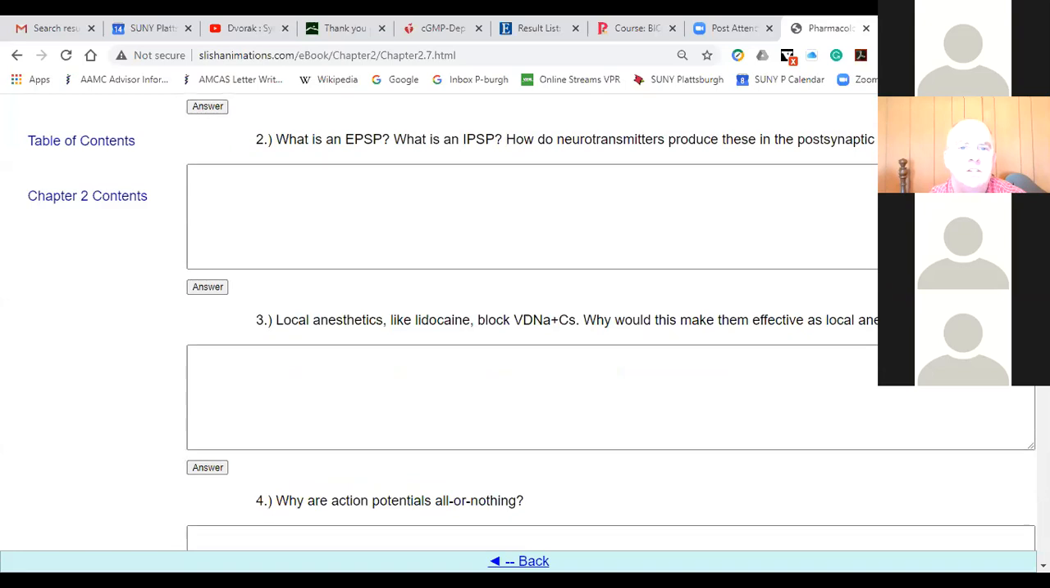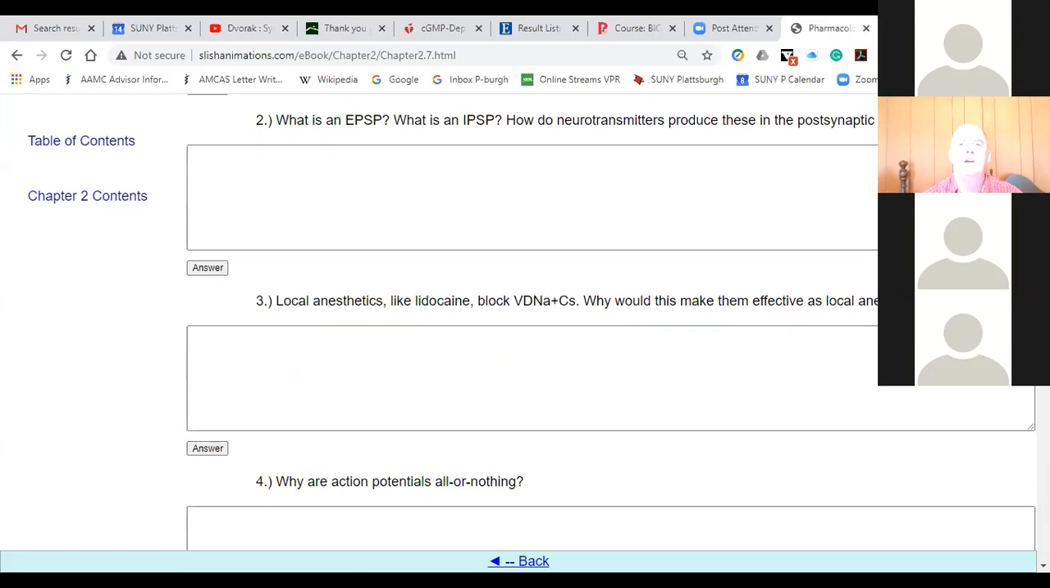Okay. What is an EPSP? What is an IPSP? How do neurotransmitters produce these in the postsynaptic membrane? EPSP. Excitatory presynaptic. I don't know what the SP is. Potential. Postsynaptic potential. Yeah. And IPSP is inhibitory. Inhibitory postsynaptic potential. Right. Okay. I was making sure I didn't spell it wrong.